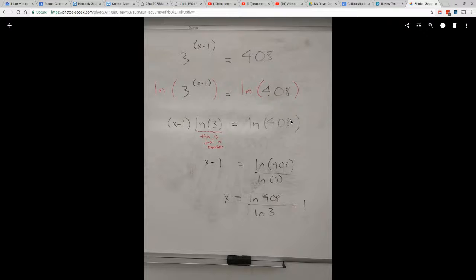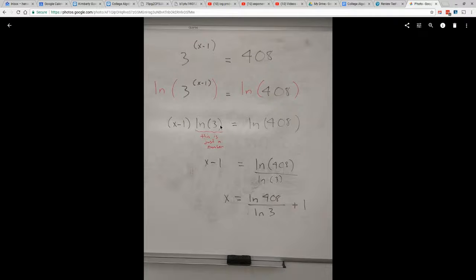Now we need to get x alone. This kind of weirds people out, but remember that the natural log of 3 is just some number. It's not a pretty number. It's a decimal of some kind. You can type it in your calculator and get a decimal approximation of it. But really, if you think of this as being 5 times this thing, I could divide both sides by 5. So that's what I'm going to do here.